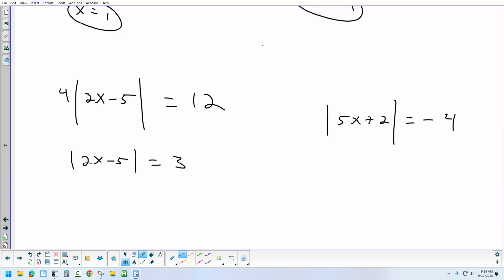Yeah? Would you just separate them into two equations? I wouldn't bother with that. Distance can't be negative, can it? You can't have an absolute value ever come out to a negative number. So you can split that into two problems and try to solve it. But if you take the absolute value of what's inside there, it'll never be negative 4. So in that case, that's a no solution.